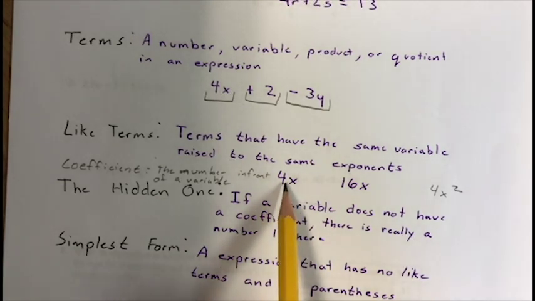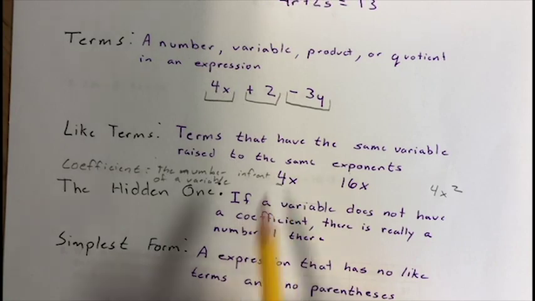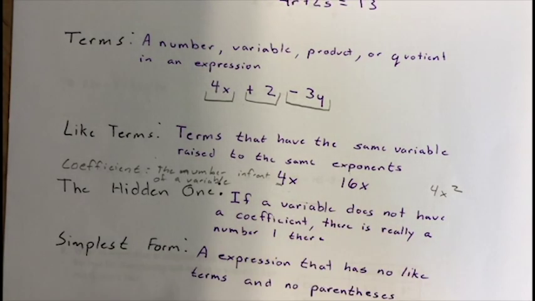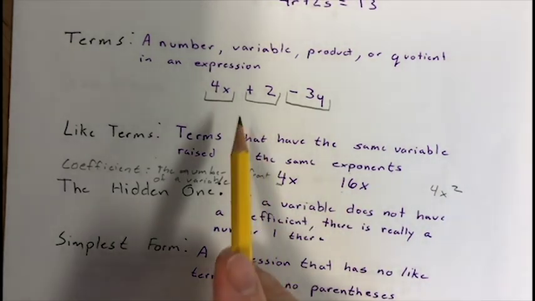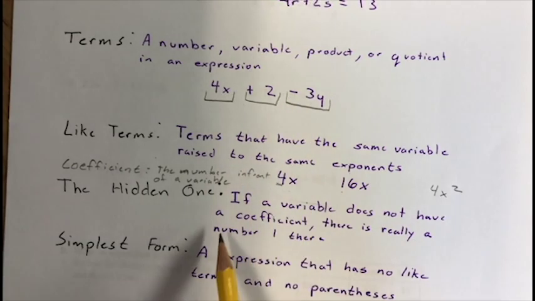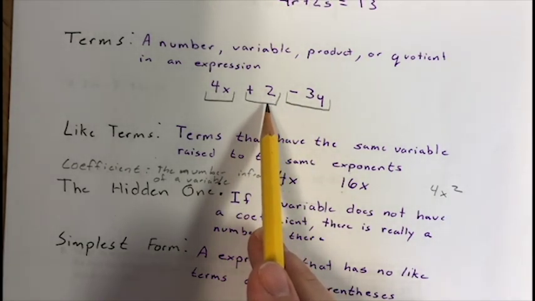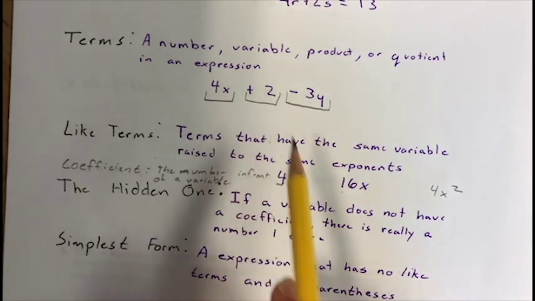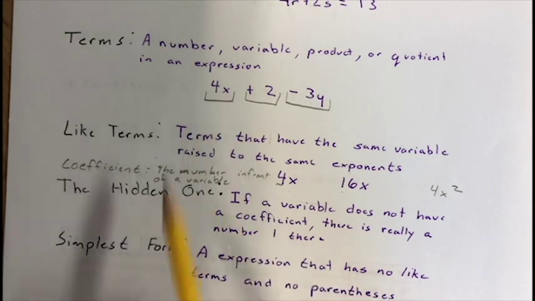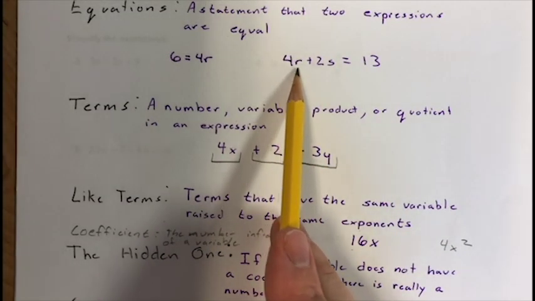So the coefficient is a number in front of the variable. Look at this. I have a term 4x. What's the coefficient? The coefficient is 4. It's in front of the variable. What's the coefficient of this? 16. This one, the coefficient would be 4. This one would be negative 3. This one is not a coefficient because there's not a variable. It's just the number 2. So the only time we call it a coefficient is if it's in front of a variable. Just like up here, the coefficient for this one would be 4.